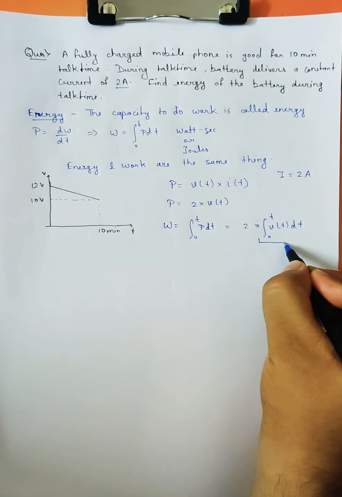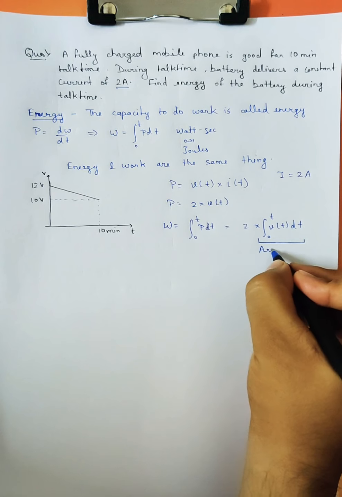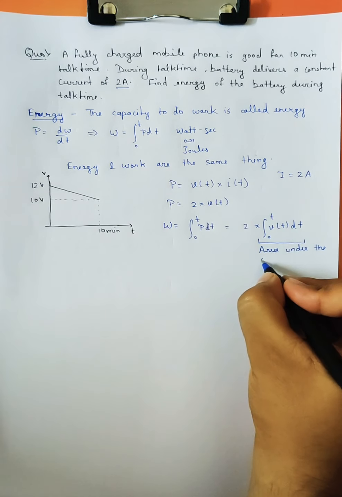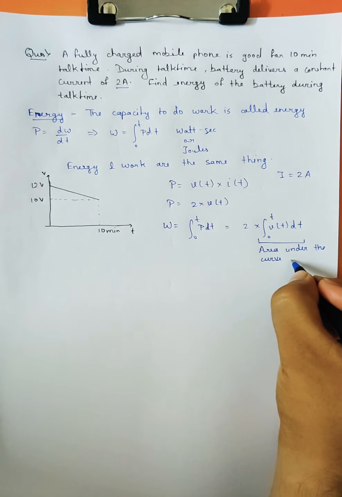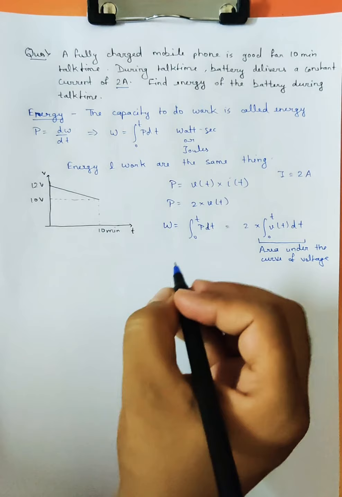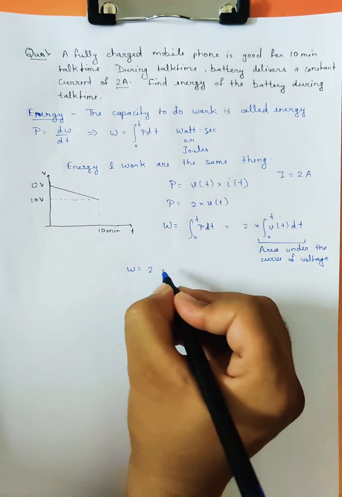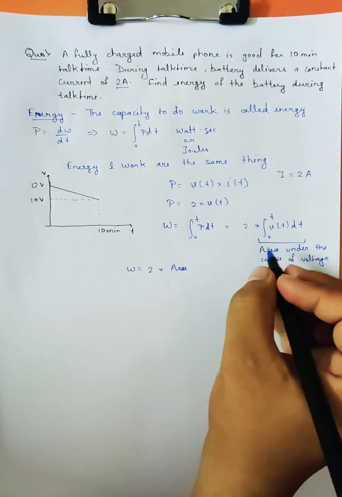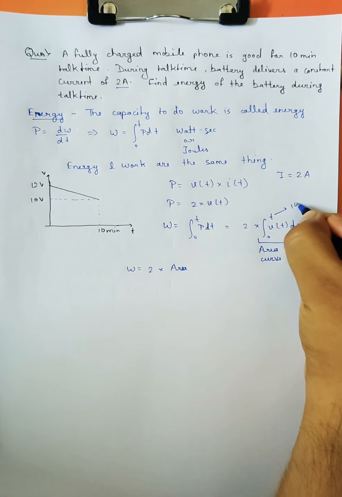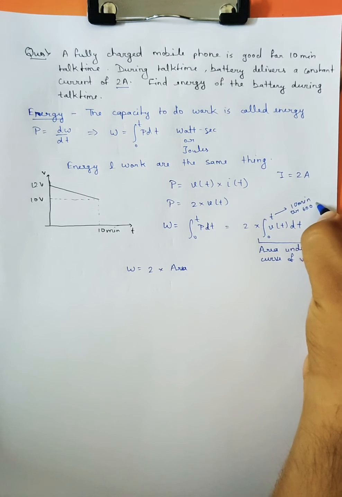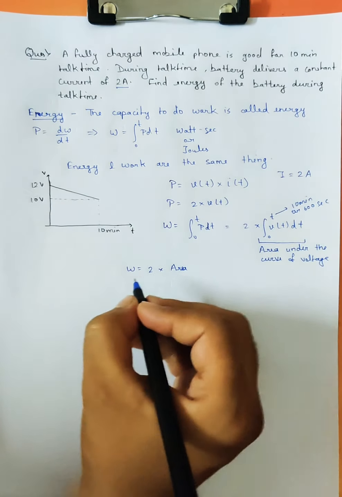This is the area under the curve of voltage. So W is equal to 2 into area. This time is 10 minutes or 600 seconds.